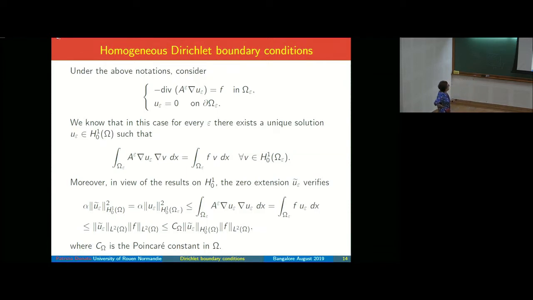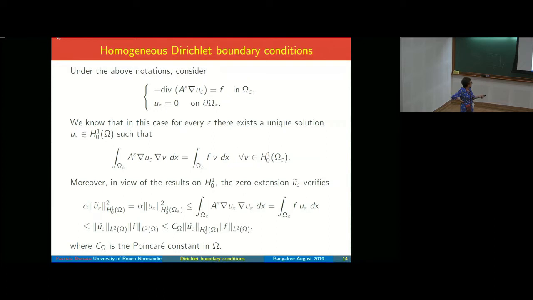So, we can extend the functions to the whole of omega. And we have that the norm of alpha u epsilon tilde in H10 is equal to the same norm, the norm of u epsilon in the space with omega epsilon. Here, by ellipticity of A, you have this inequality.